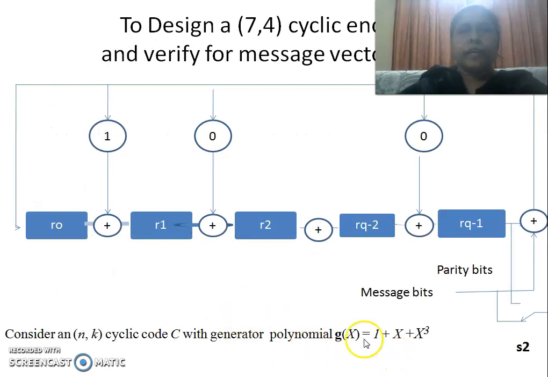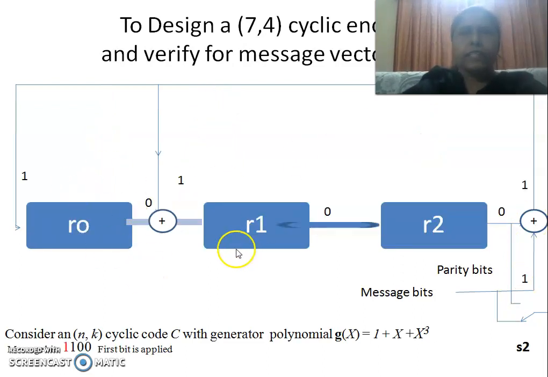So here we see an example where n is 7, k is 4. So q is given by n minus k, that is 3. So the highest power in the generator polynomial is 3, and the values of g1, g2 are shown as 1, 0, 0. So this path will be closed and this path will be opened. So we need not have this connection here. Let us see how it looks. It looks like this.